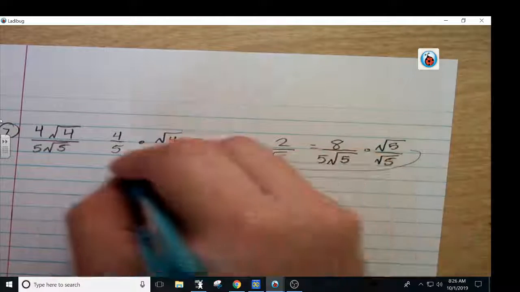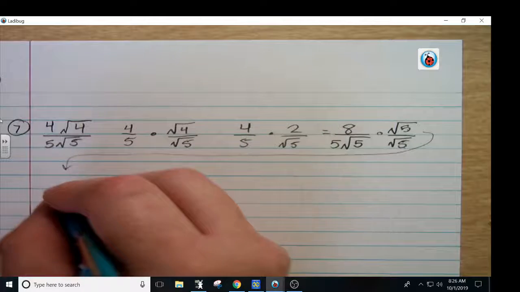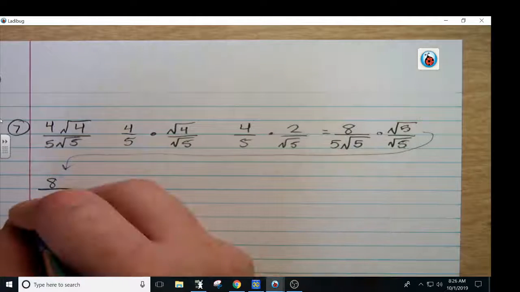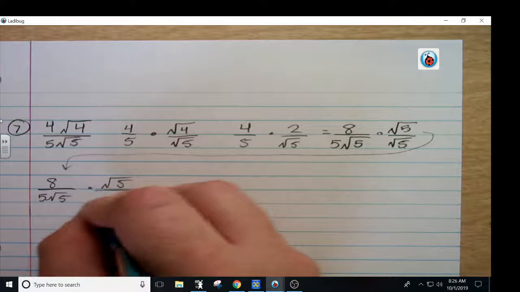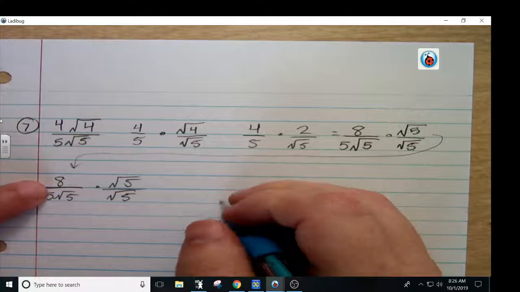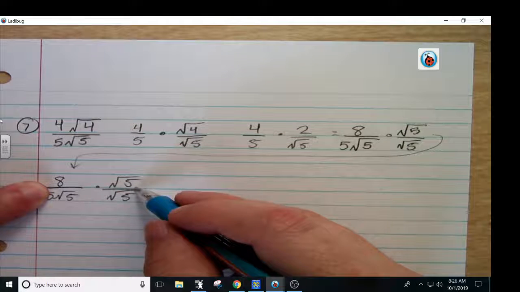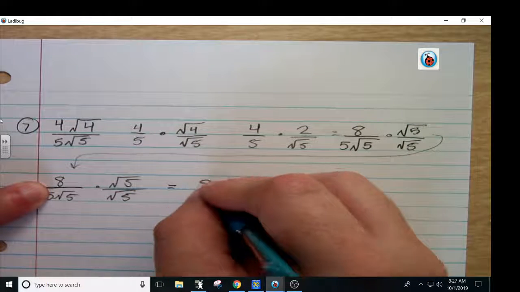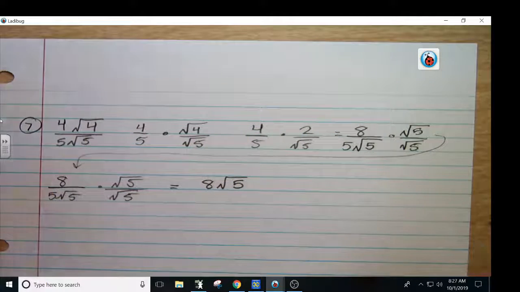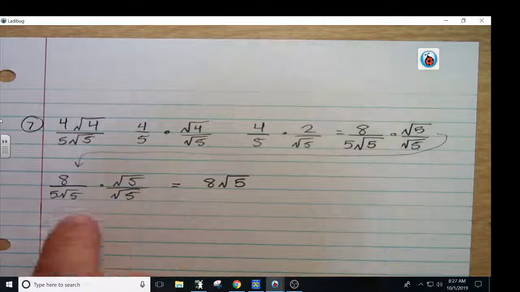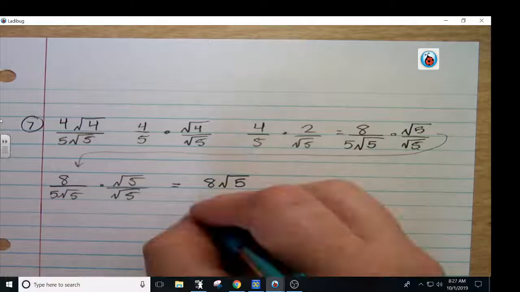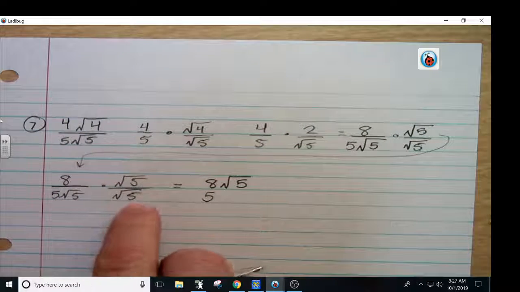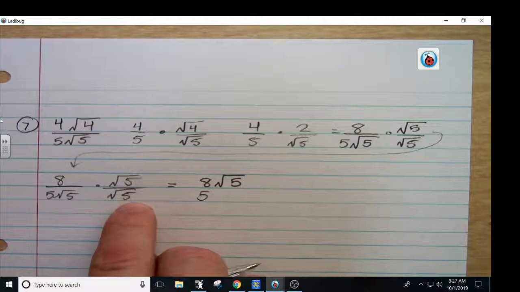Now I'm going to bring this down here. So what I've got is 8 over 5 square root of 5, times square root of 5 over the square root of 5. Now, guys, this is an outside number. This is an inside number. I can't multiply that, but I can write it side by side like this, and write it as a multiplier like that. All right, now, outside times outside, 5 times 1 is 5. 5 times 5 on the inside of here is 25.